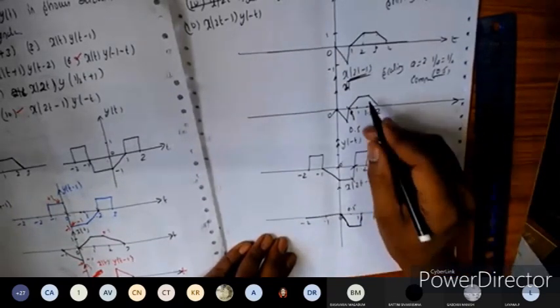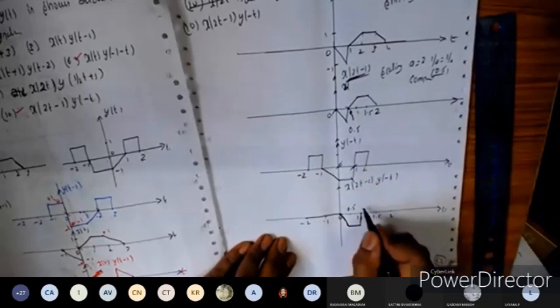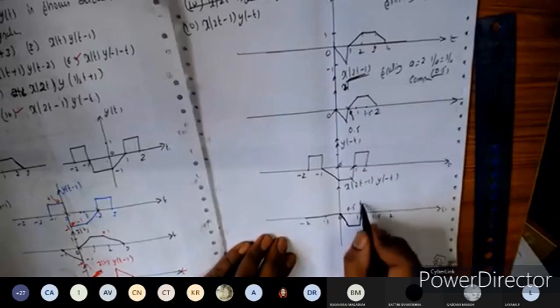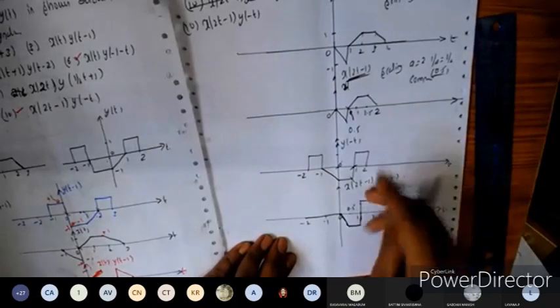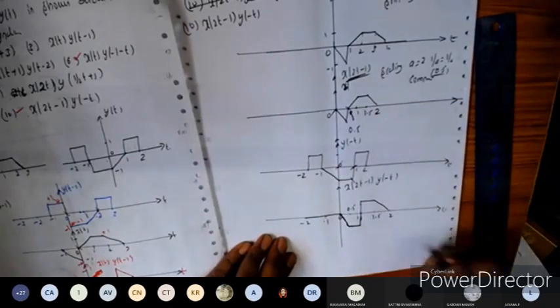Next at t is equal to 1.5, it is 1. So this is 1.5. It is 1 here. So up to 1.5 the waveform will be like this. Next at t is equal to 2, it is 0. At t is equal to 2, it is 0 here. So the waveform will be like this, you're going to get here.